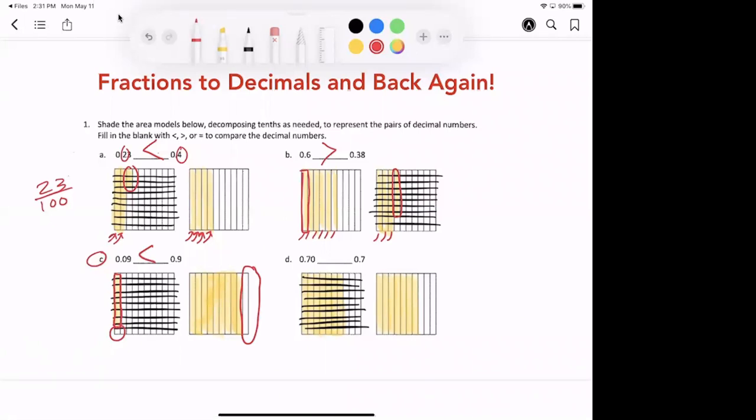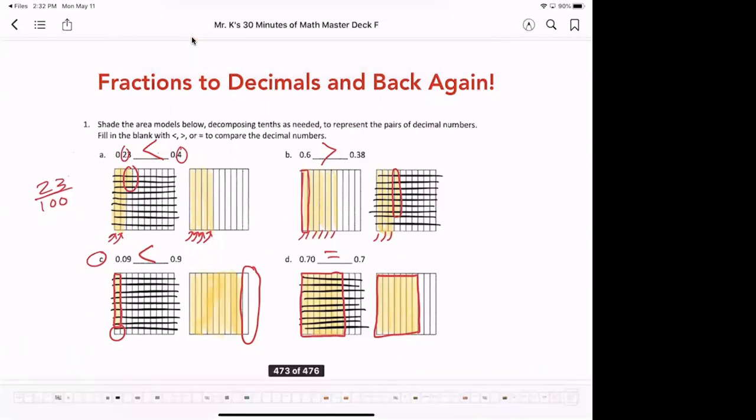And the last one, hopefully you see 70/100, which is all of this, is this exact same thing as 7/10. So equal. Well done, well done, well done.